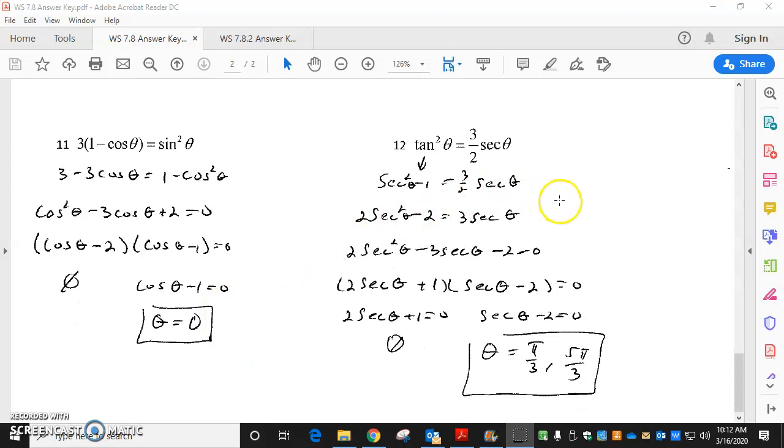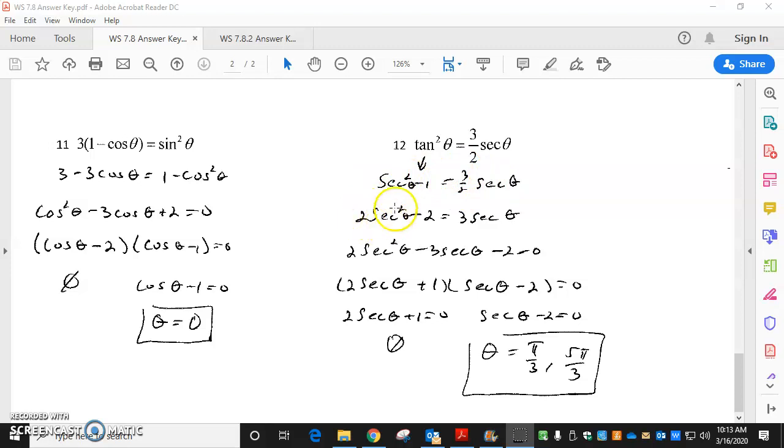And then 12, last one. So I rewrote tangent squared as secant squared minus 1. So now I have everything in terms of secant. I was also not a fan of this fraction right here, 3 halves. So I rewrote that. I cleared that fraction by multiplying everything by 2.